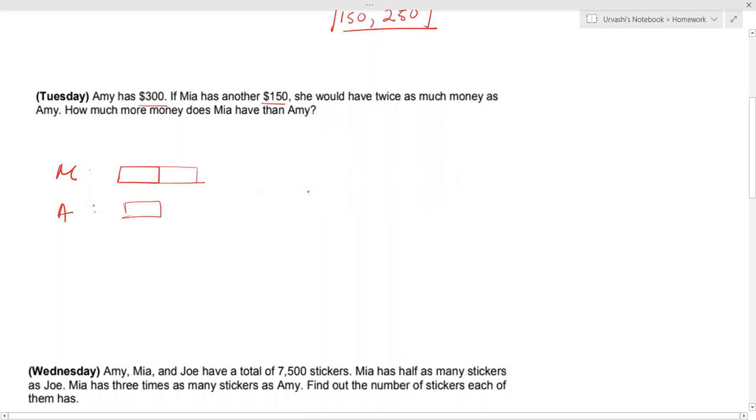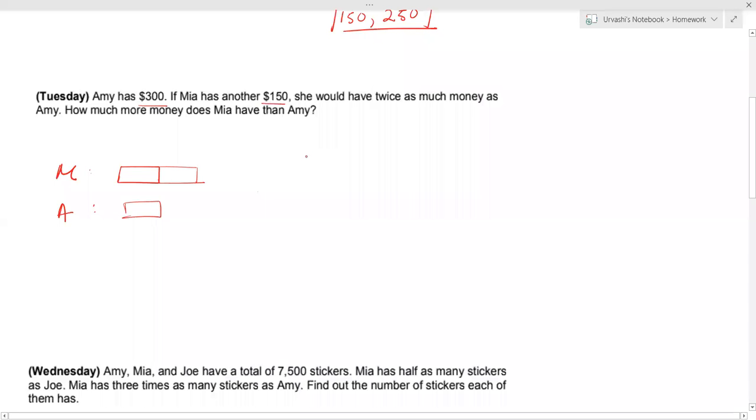All right. Thank you, Melody. It was cutting off a little bit, so I lost you in the beginning. So Amy, she had 300, and Mia had 150. And then if she had another 150, she would have twice as much money as Amy. So what did we do after this?